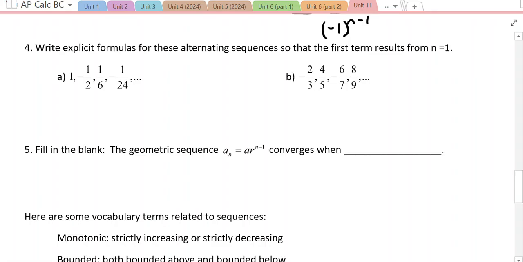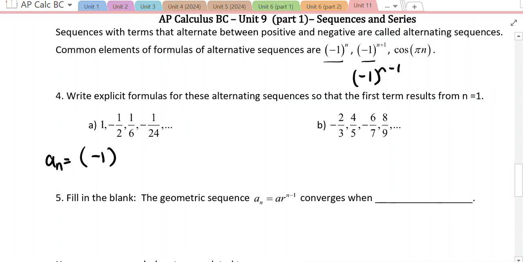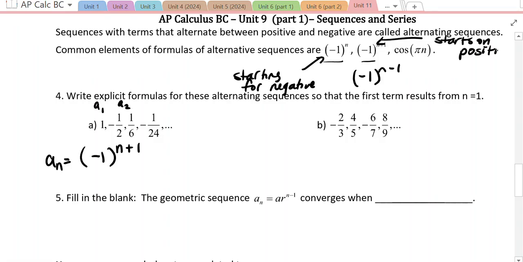Okay? So I want to think about what must be happening. Now I notice that they have an alternator. So I'm going to start with a -1. Okay, and now I have to think about this is my a1 and my a2. I want my first term to be positive, so I need an n plus 1. So this one's starting off negative. Well, this one starts off positive. Same with the n minus 1 also.